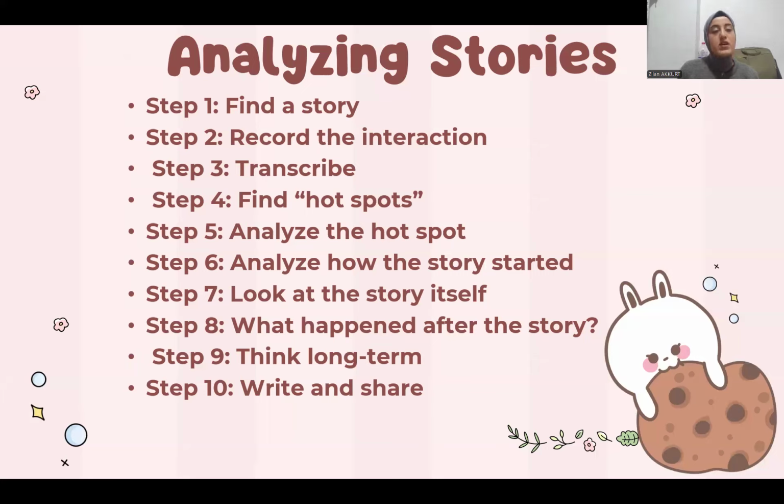So step five, analyze the hotspot. Choose one hotspot and think deeply about it. Ask why did this moment stand out and what surprised you? And analyze how the story started. Ask yourself what instigated the story: a question, an object, an event. How did the story begin? Was it inside a lesson or on the border of an event?